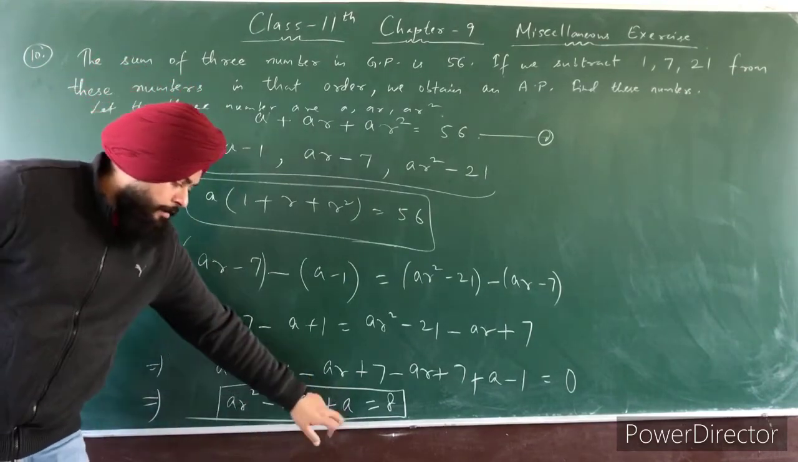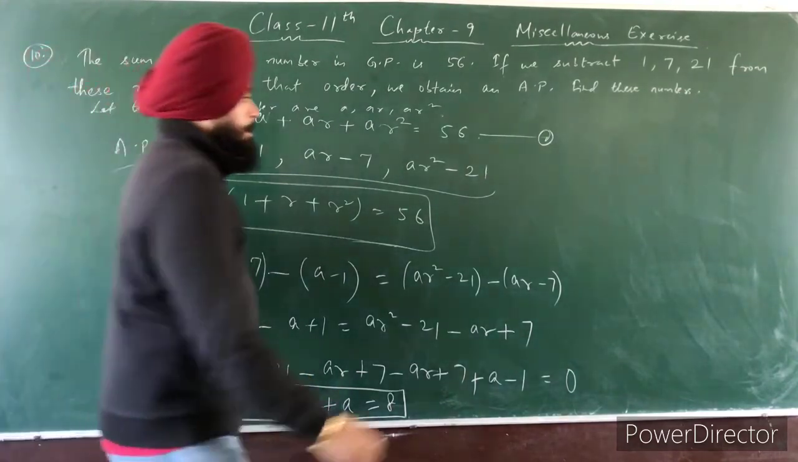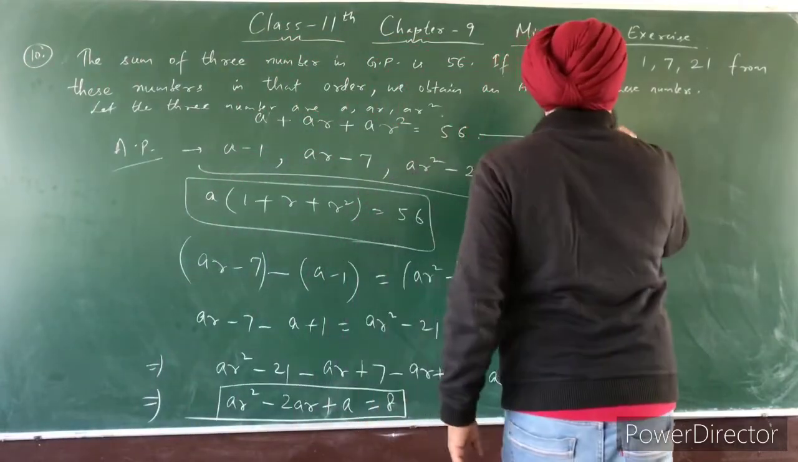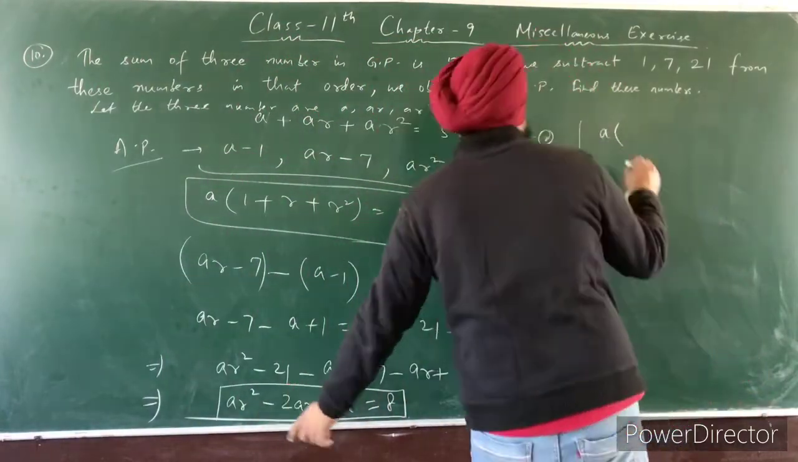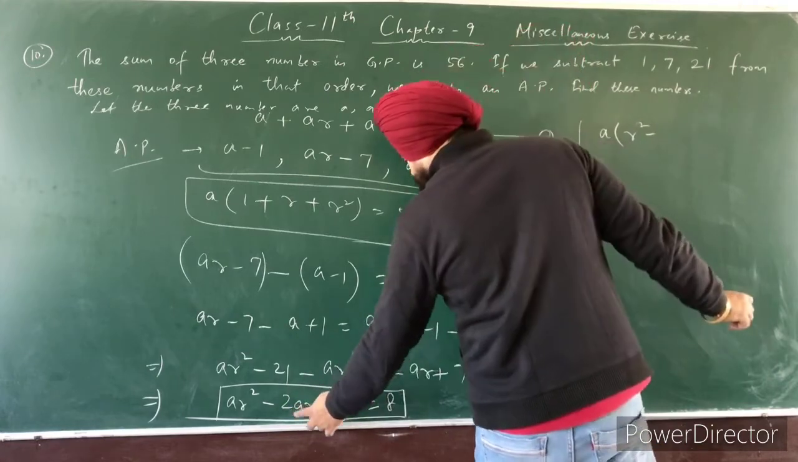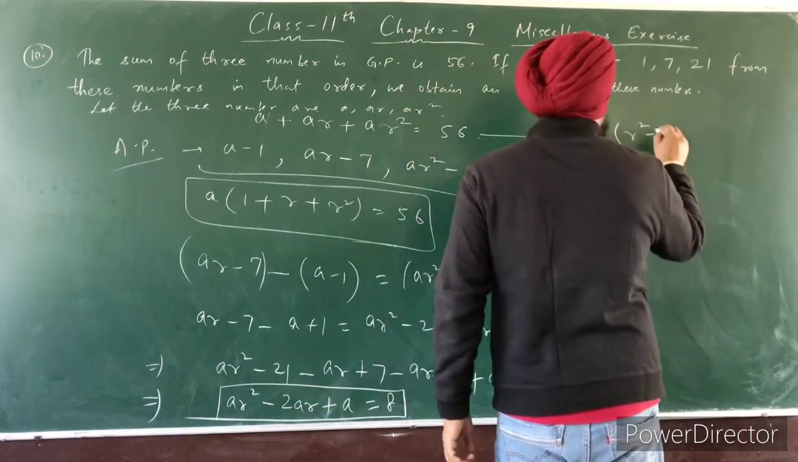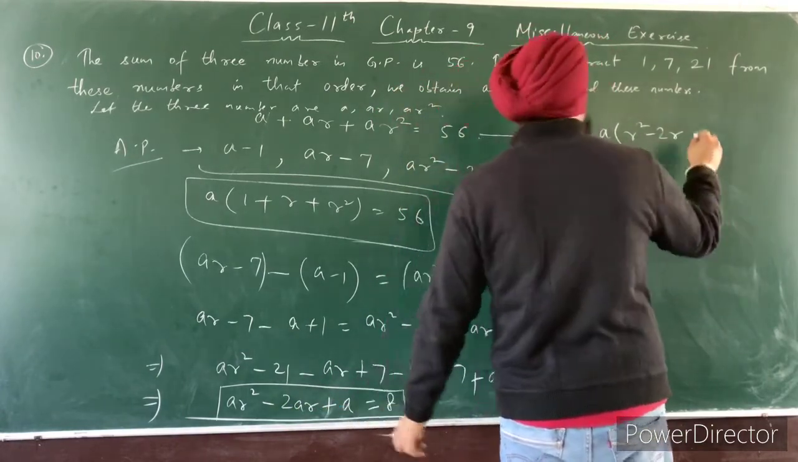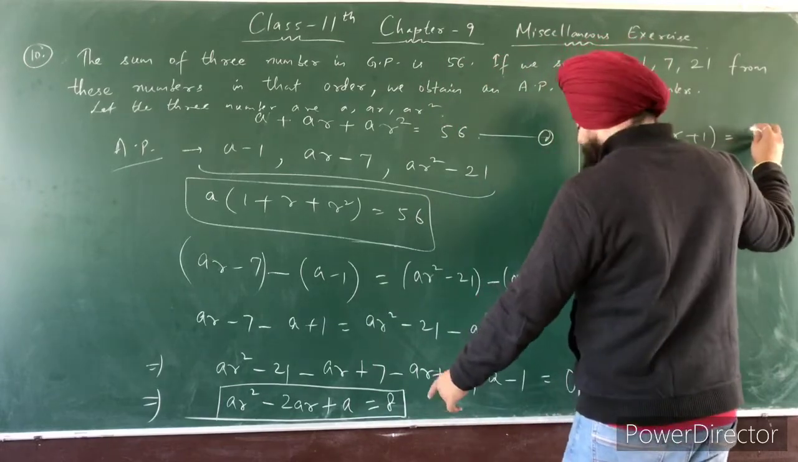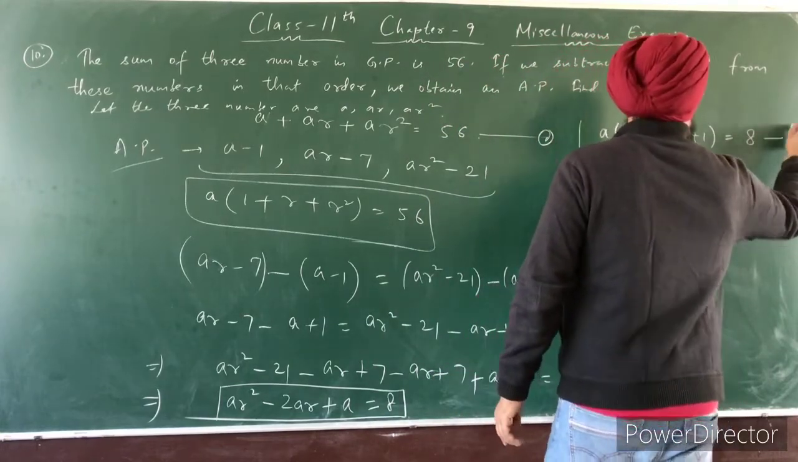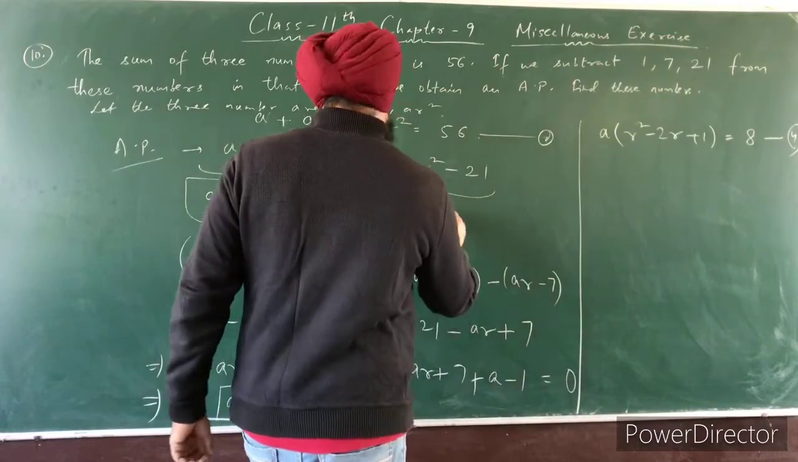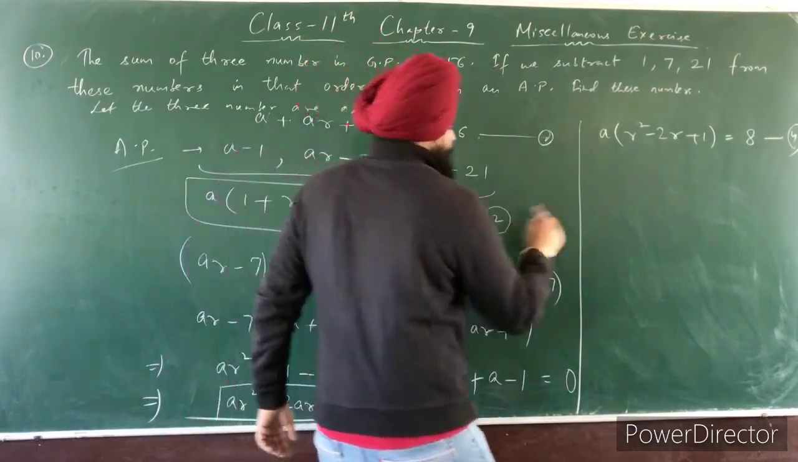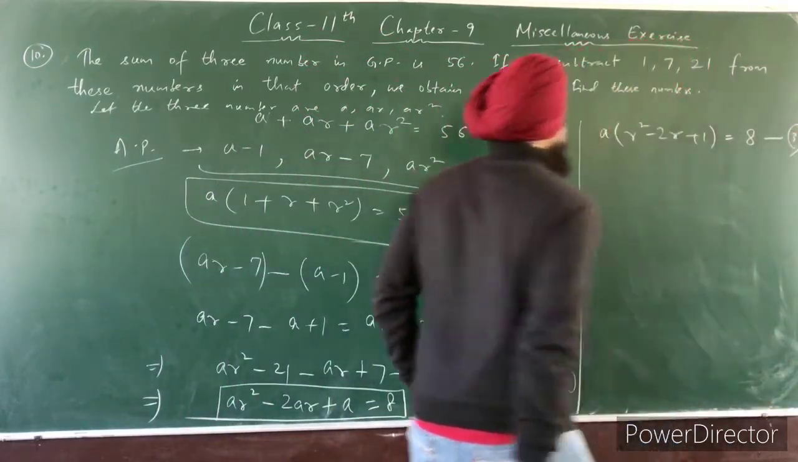We will take a as common. Alright. So when a is taken common, what is left here? a times r square minus 2r plus 1 is equal to how much? 8. This is equation number 4. Take this equation, equation number second, and this equation, equation number third.